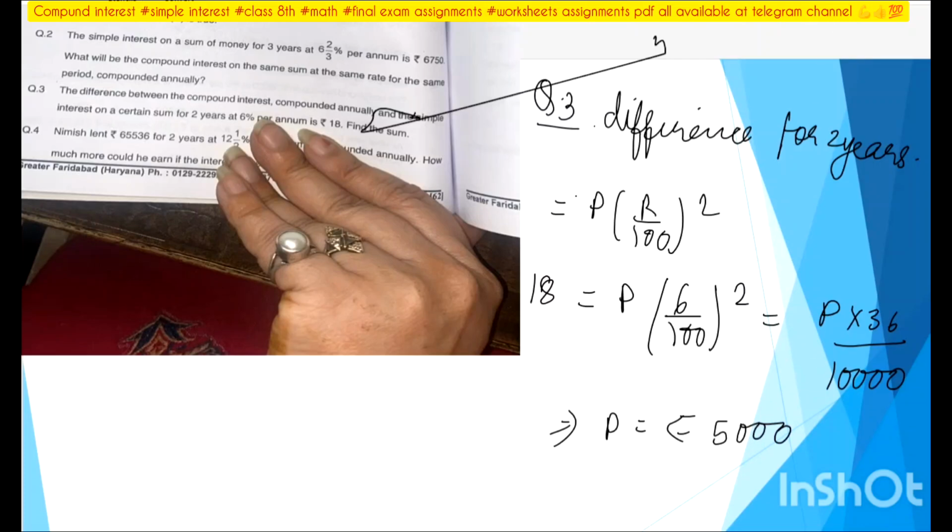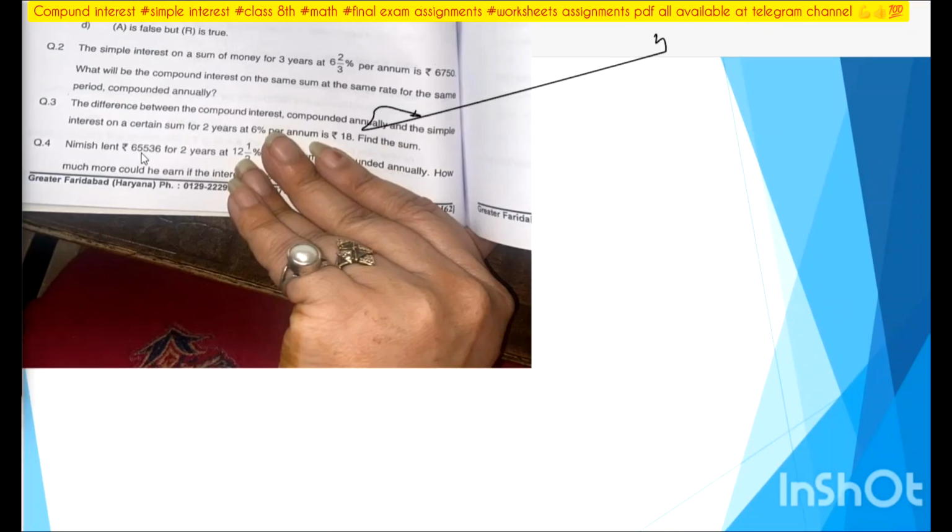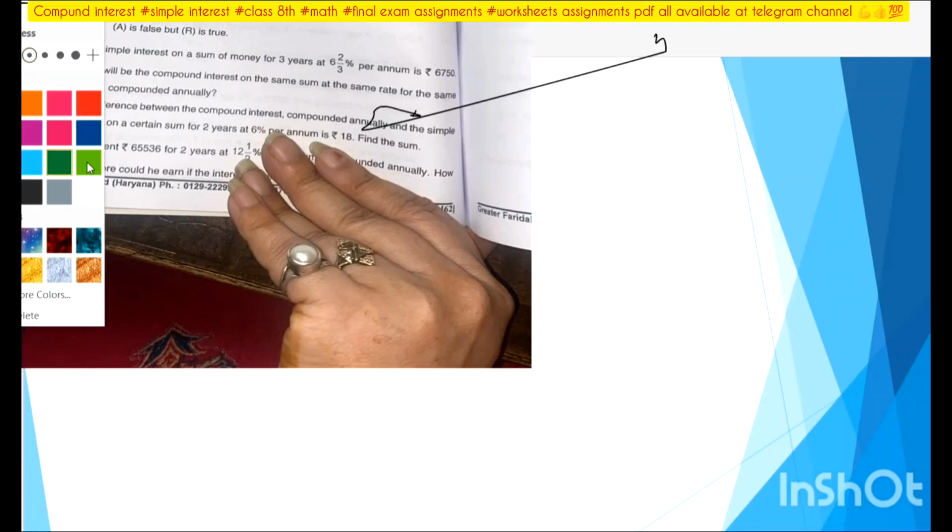5,000. Okay. In question number 4, Nimish lent rupees 65536 for 2 years at 12 1 by 2% compounded annually. How much more could he earn in interest after that? So I think they are asking about simple interest and then the extra earning. Because they have given compound interest, amount, rate, everything, and then how much more could he earn if the interest was simple? I had thought that it is given in simple interest terms. So how can I solve this one? The extra amount is just a subtraction only. They have just modified the question.